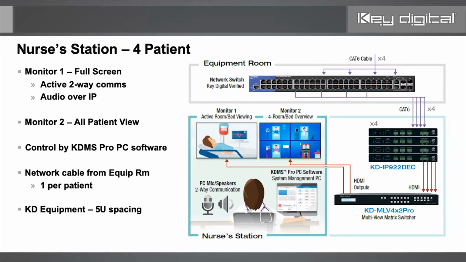This type of system actually encompasses what I take on the road as a demo. When you combine AV over IP with the MLV 4x2, the IP922 decoder feeds into the MLV 4x2, and you're essentially generating a virtual video wall. If you took the MLV out of this equation, those 4 units would be able to go on 4 monitors and create a video wall.